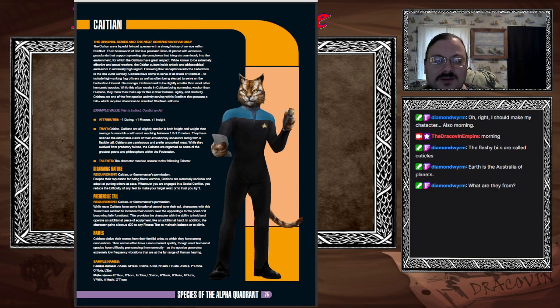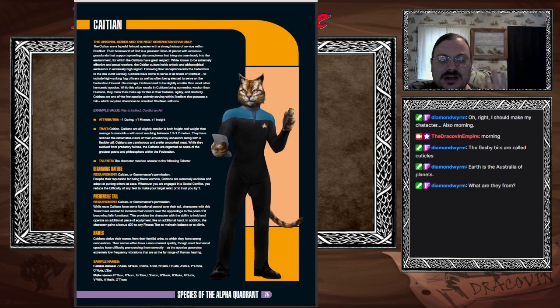They do have retractable claws of their ancestors and a flexible tail. They're carnivorous, prefer uncooked meat. They did evolve from predatory felines. And it turns out some of the greatest poets and philosophers within the Federation currently are Caitians. It's a good thing to know.